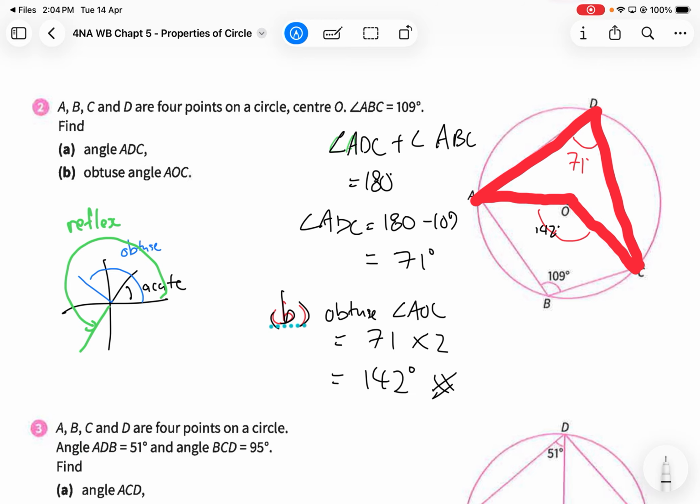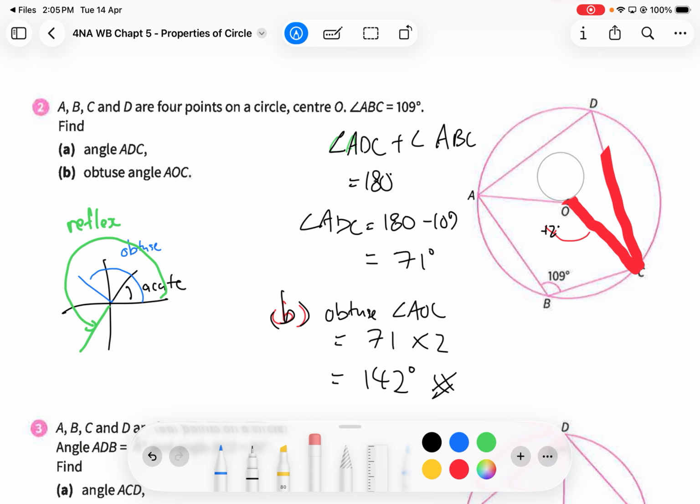Okay? So this question actually is still guiding you. They ask you to find this, then from this you can find this. If the question is a tougher one, they don't guide you, they will not ask you part A. They will just straight away ask you to find obtuse AOC. They can just give you like that, ask you to find obtuse AOC. Then you must on your own be able to link it to this point over here. Use this to find this, then use this to find this. Okay?